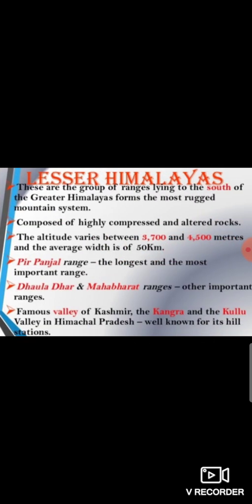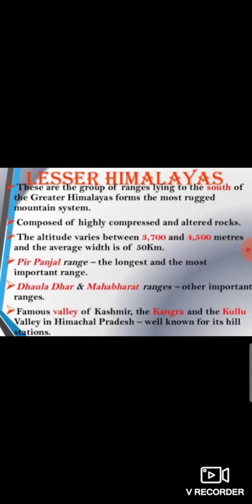While the Pir Panjal range forms the longest and the most important range, the Dhauladhar and the Mahabharat ranges are also prominent ones. This range consists of the famous valley of Kashmir, the Kangra, and the Kullu valley in Himachal Pradesh. This region is well known for its hill stations.